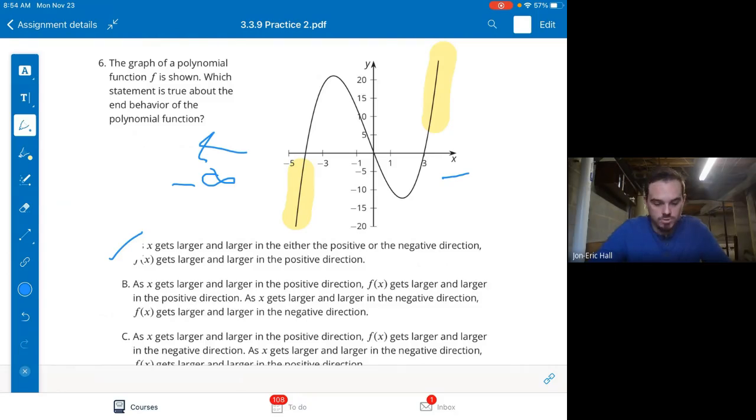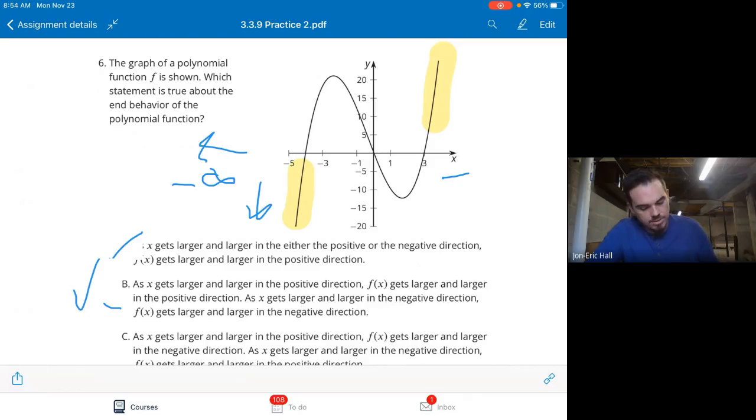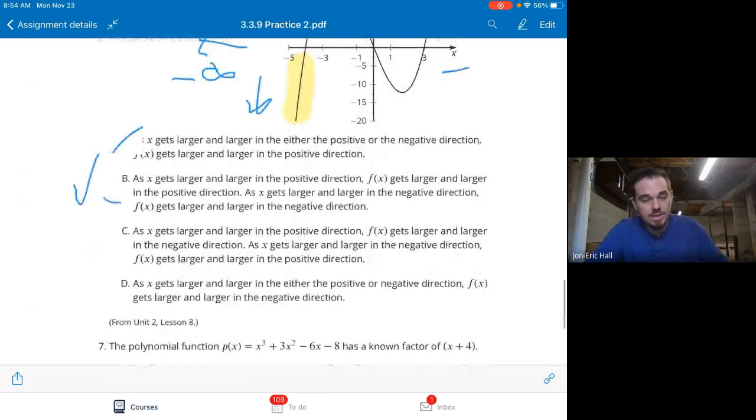We know that not to be true because of this part going down. Part B says as x gets larger and larger in the positive direction, f of x gets larger and larger in the positive. That's a check. As x gets larger and larger in the negative, f of x gets larger and larger in the negative. So yes, B satisfies that answer. That makes sense to us. C kind of is in the opposite, and then D, again, they're going in the same direction, so D can't be it. So the answer to that one would have been B.